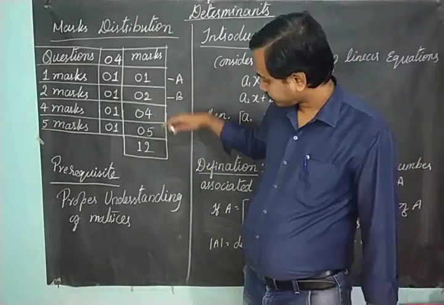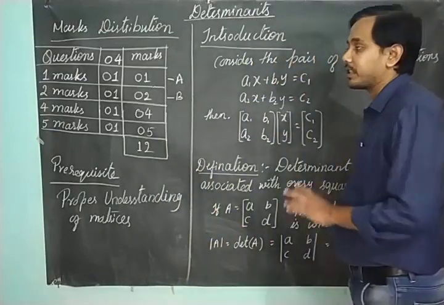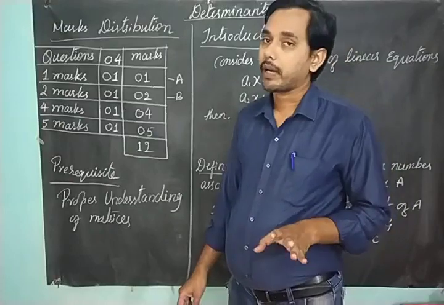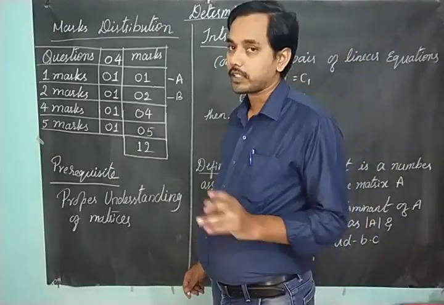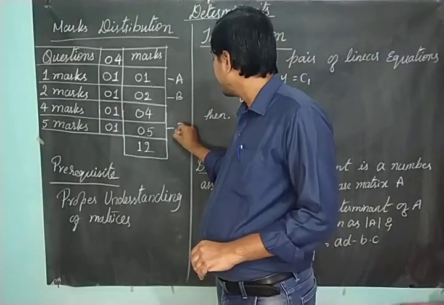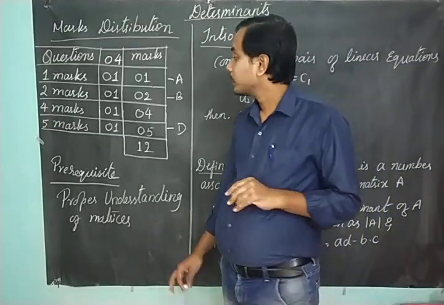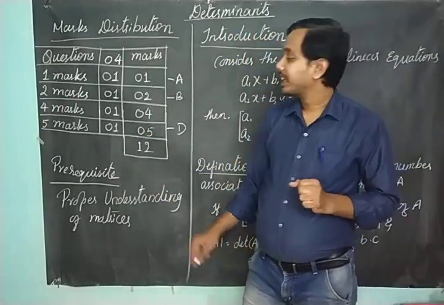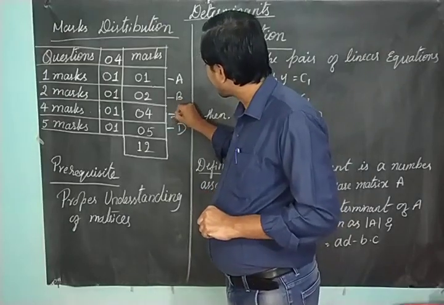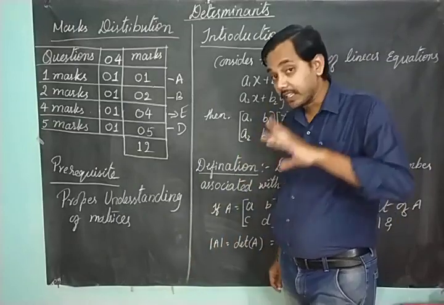Next, you will not have any 3 marks question here. There is no 3 marks question in determinants, so you will not get any question in part C. In part D, you are going to find 1 question of 5 marks, and the last question is from part E.